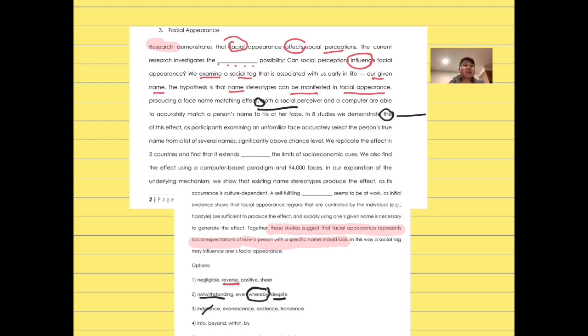How about evanescence? Evanescence is a noun. It means the fact of disappearing quickly from sight or memory. For example, evanescent fame. Transience is also a noun. It means the fact that something continues for only a short time. For example, the transience of human life. So now I think we all agree that we have to go with existence in this one.